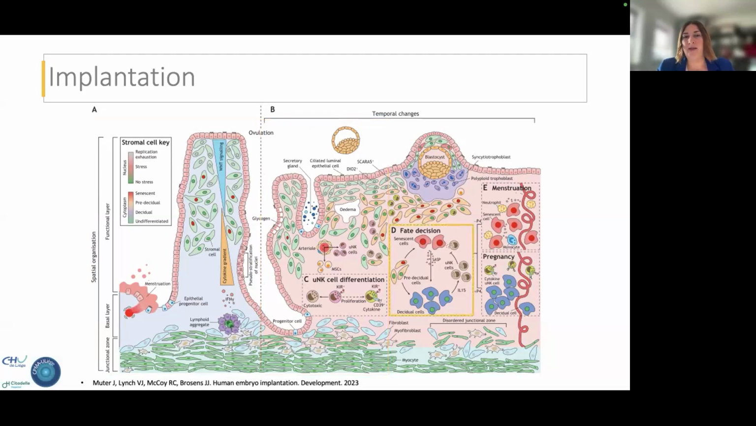After the implantation, some pre-decidual cells become senescent, initiating an inflammatory response that is counterbalanced by uNK cells, which remove the stressed cells. These processes highlight the hormonal and cellular choreography that underpins successful implantation.